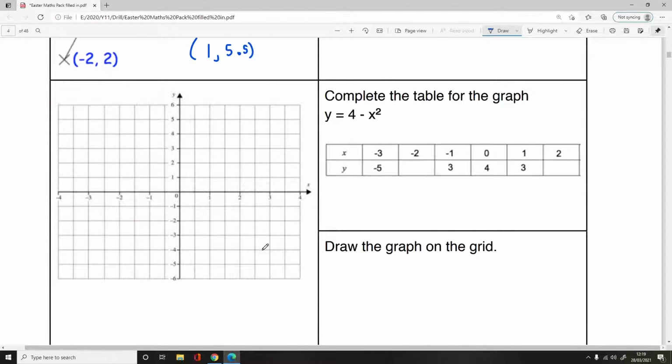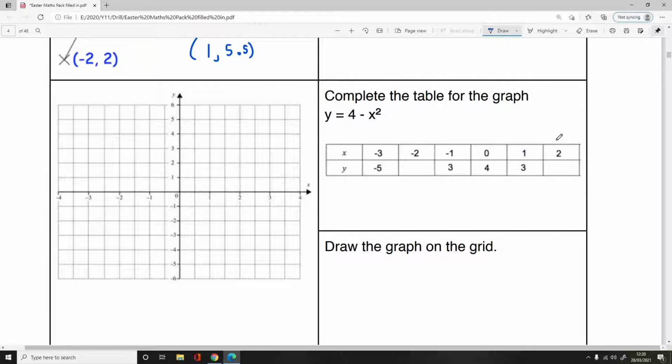Lastly, we've got to complete the table for a graph, and we've got to draw the graph. So this is a quadratic graph. And that means that you can expect a certain amount of symmetry on it. There'll be a highest point or a lowest point, and then the values will both go up from there or both go down from there. So we're going to use that.